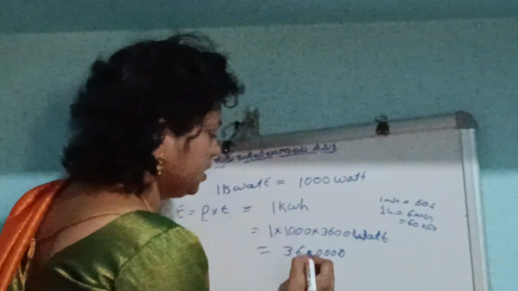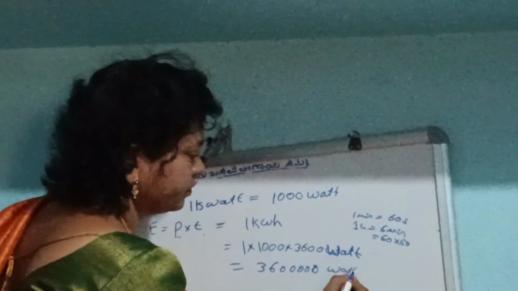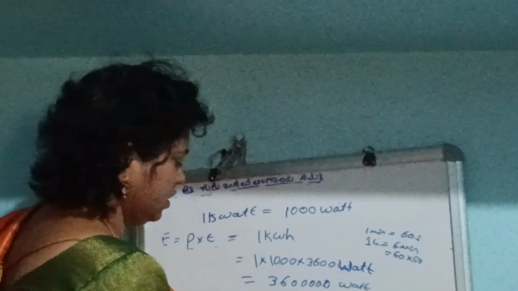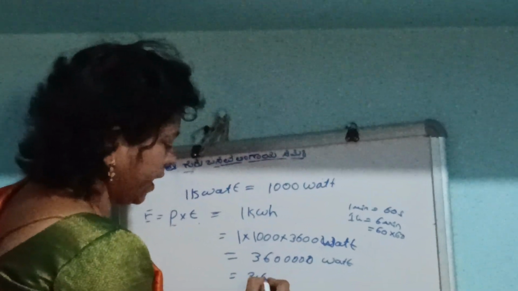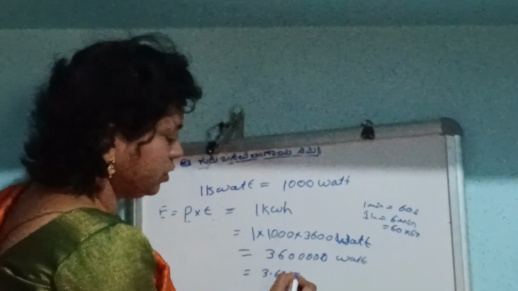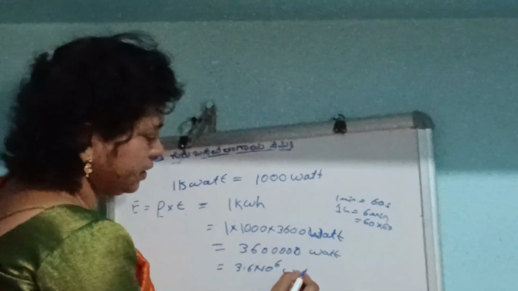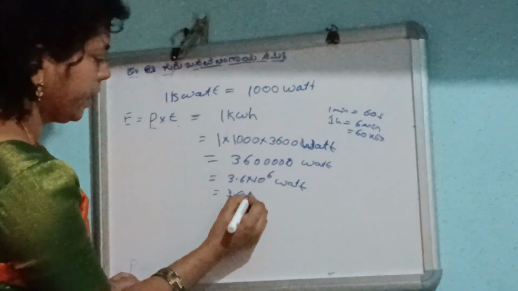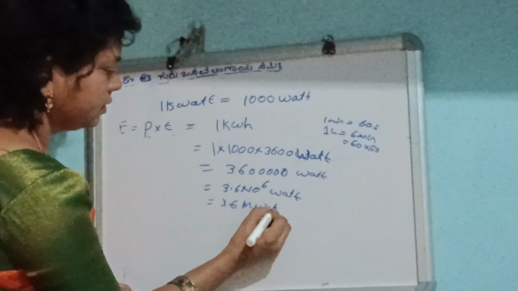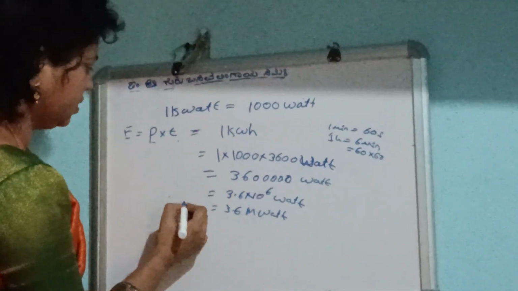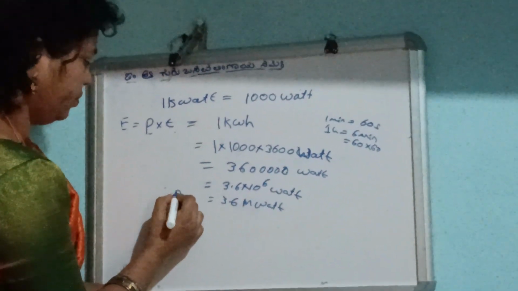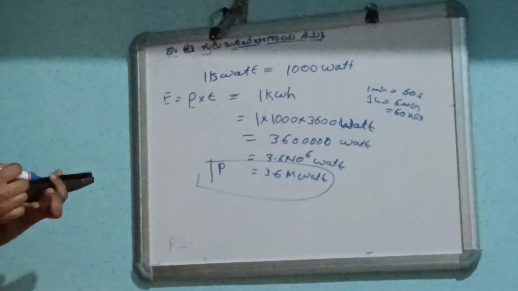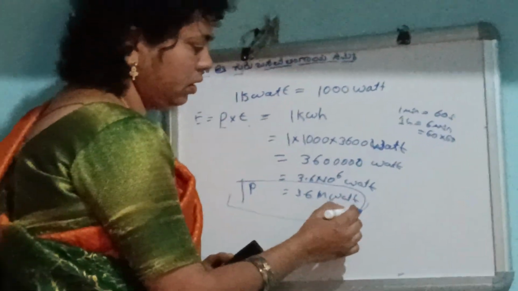So 36,000 watt. So 1, 2, 3, 4, 5, 6. So we can also write it like this: 3.6 into 10 to the power 6 watt. Okay, or 3.6 megawatt. This is the commercial unit for power. P is equal to 3.6 megawatts. Okay, I hope it's clear to all.